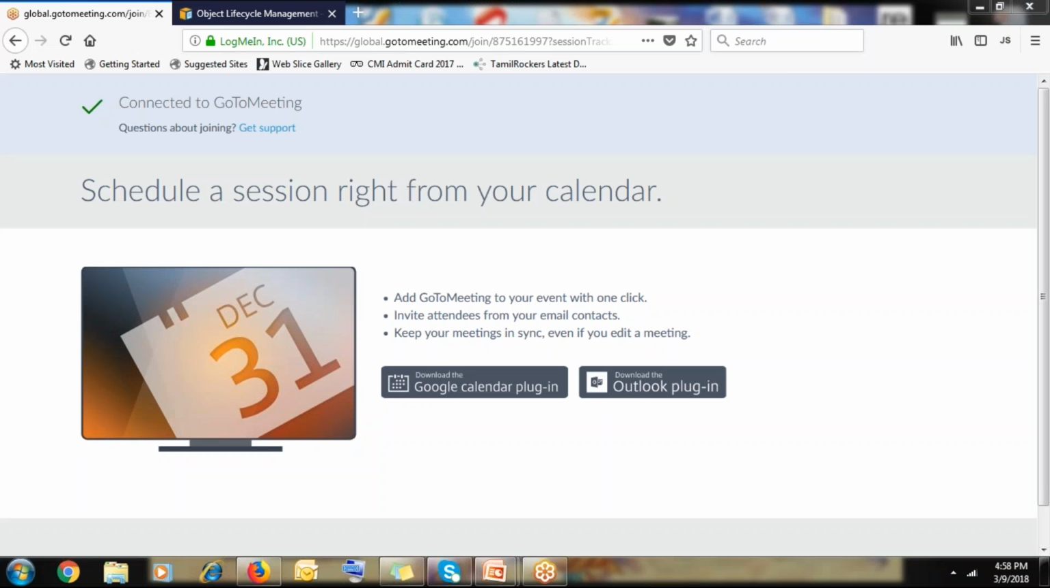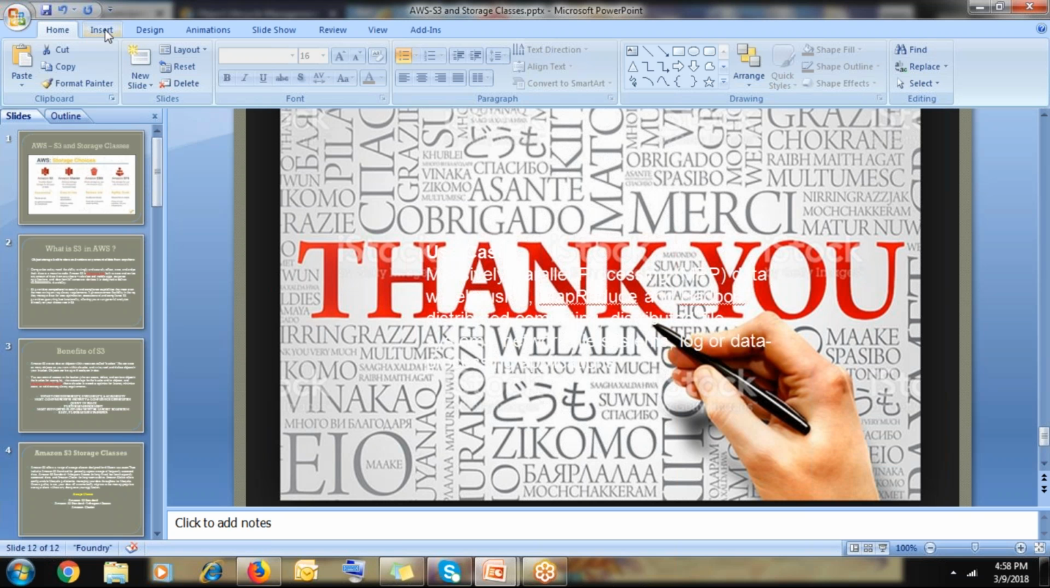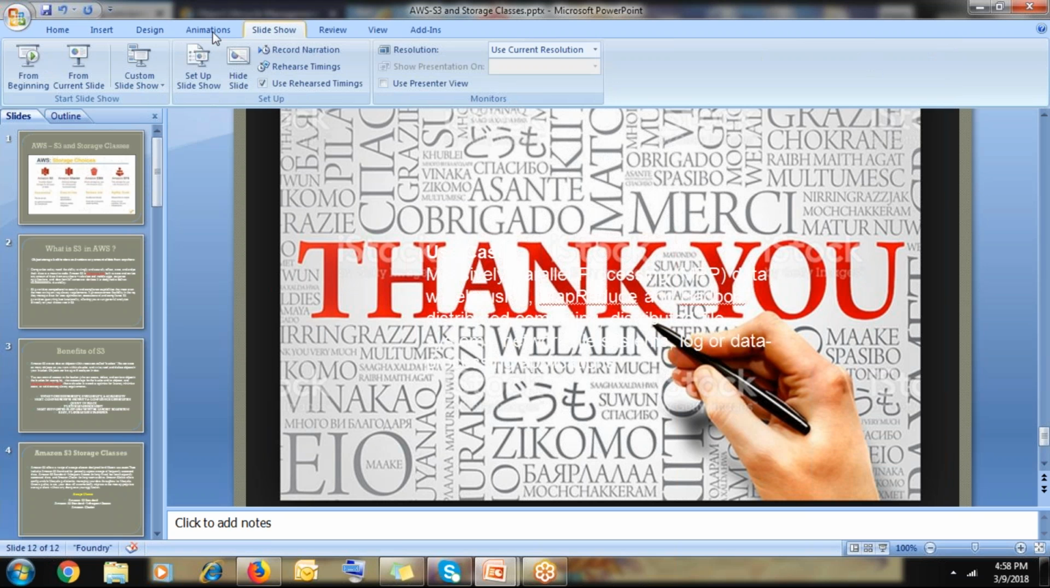Today we are going to start with Amazon storage services. I think one of my colleagues has already taken you through the session regarding Amazon S3 services. So let me start with the slideshow for S3 services.